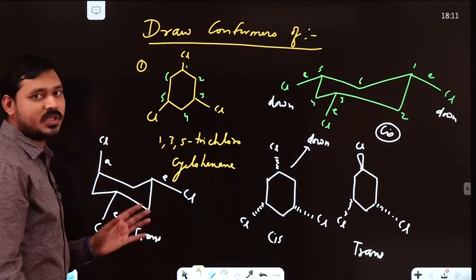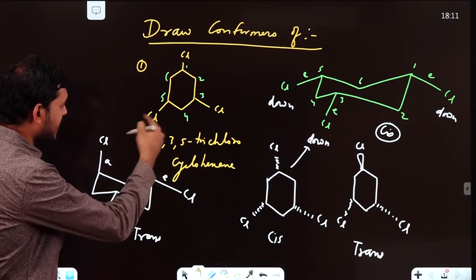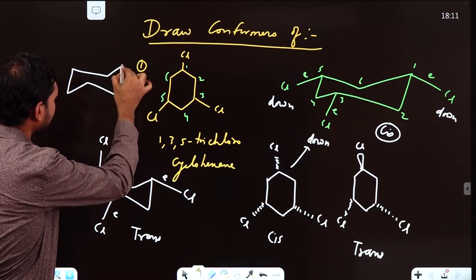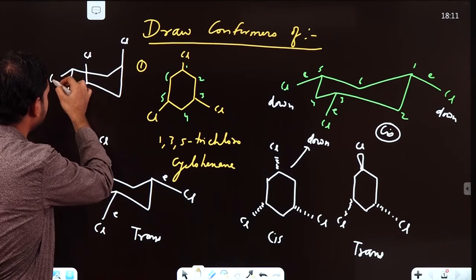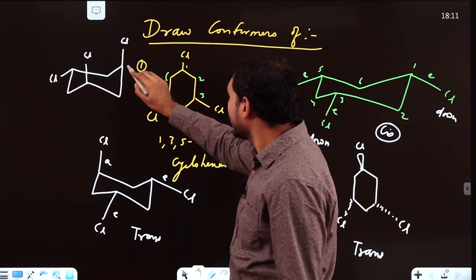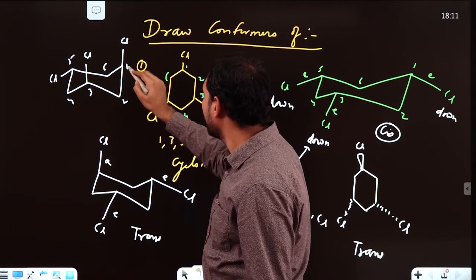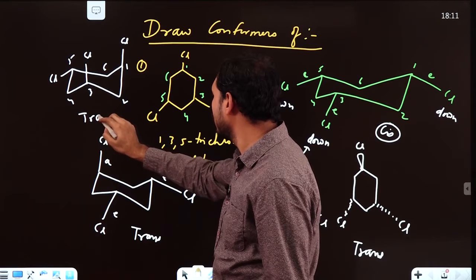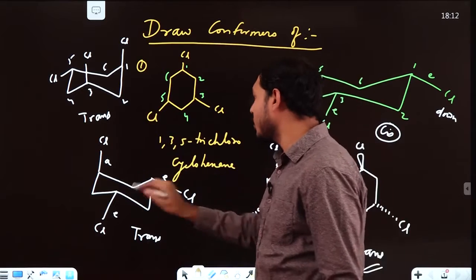Now there is one more possibility. If you make two chlorines upside and one downside, suppose this one is upside, this one is upside, and this one downside. Now here also you can think that this is your 1, 2, 3, 4, 5, 6. 1 is upside, 3 is upside, and 5 is downside. So it is also trans, right? With respect to this trans, both these are possibilities.